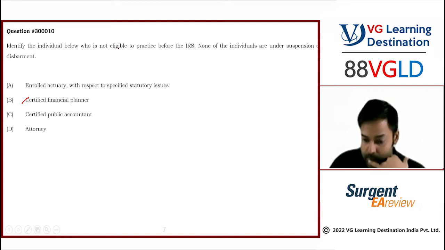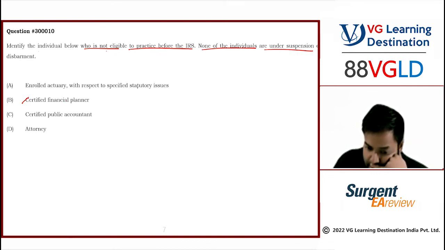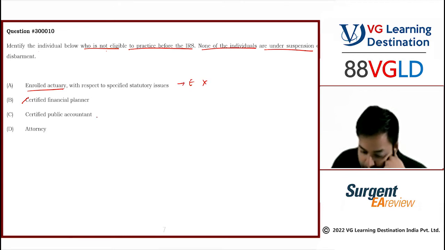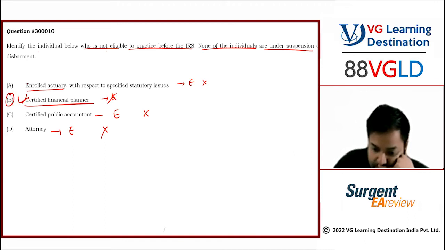Identify the individual who is not eligible to practice before the IRS. None of the individuals are under suspension in that case. EA is going to be eligible, so not the answer. CPA is eligible, so not the answer. Attorney is eligible, so not the answer. CFP is not eligible, so that's why it is the answer.